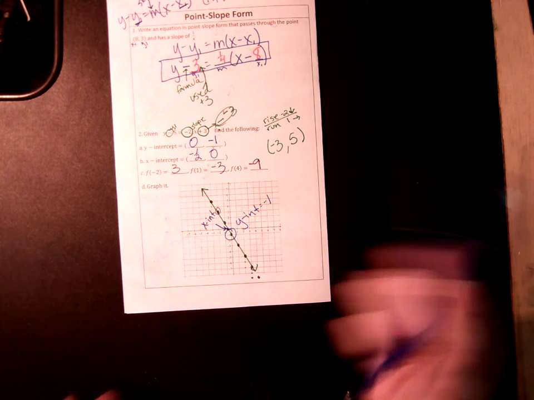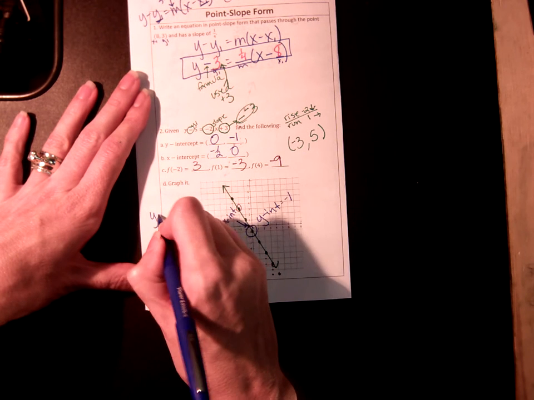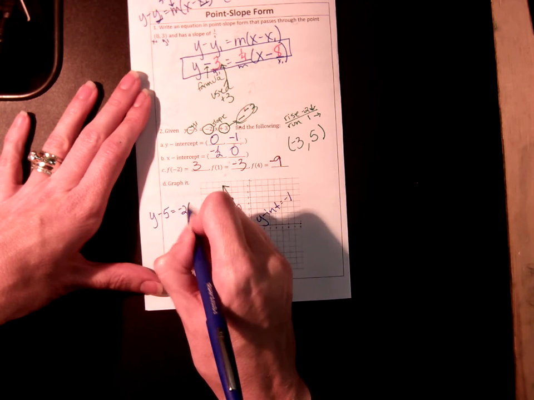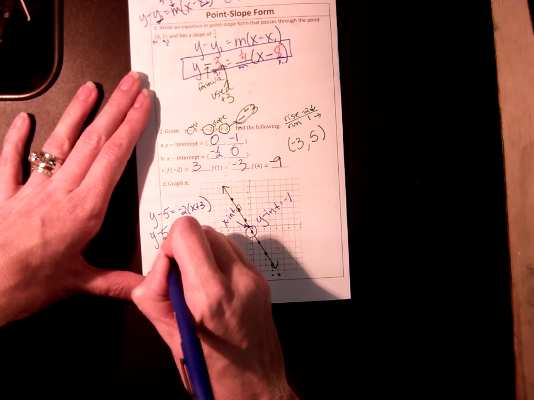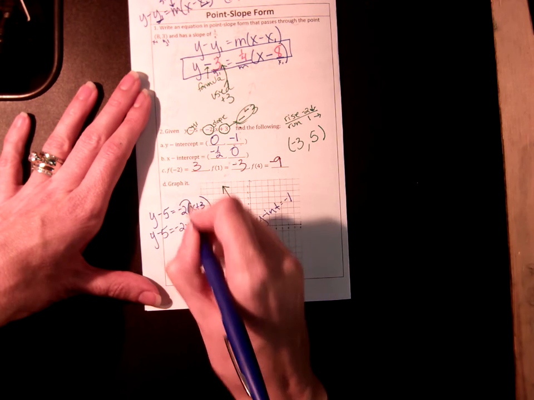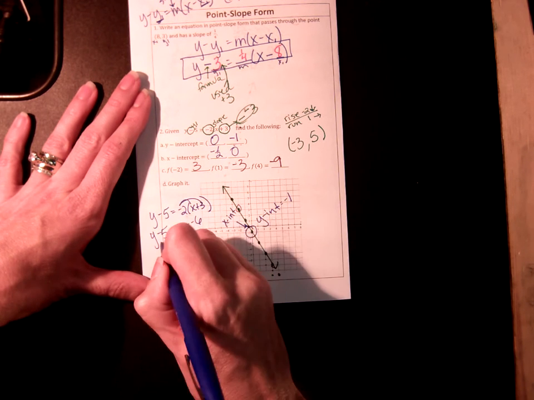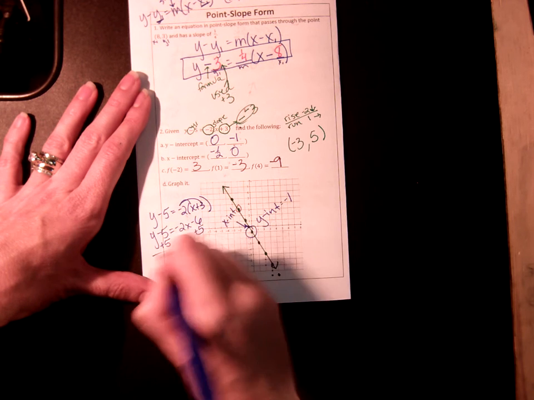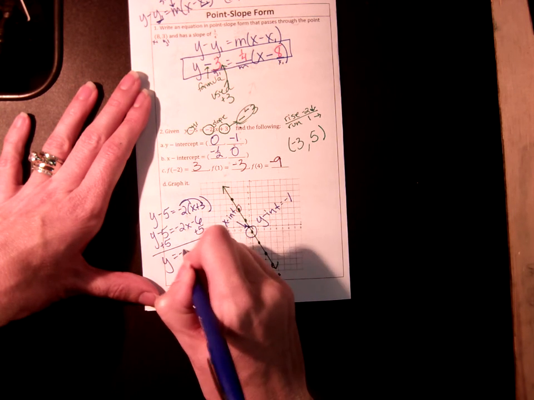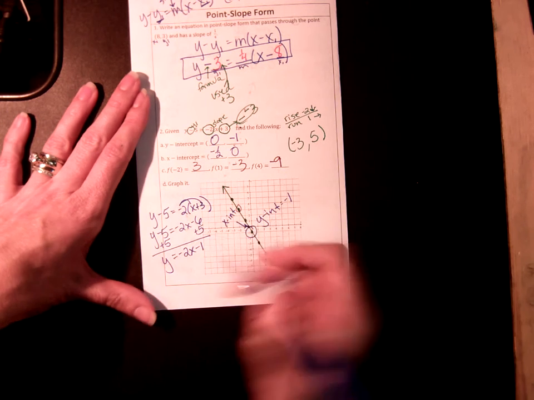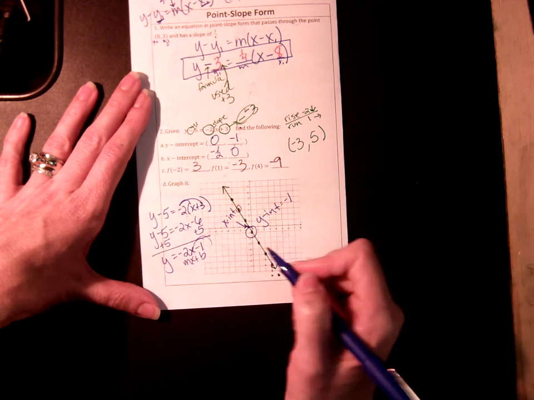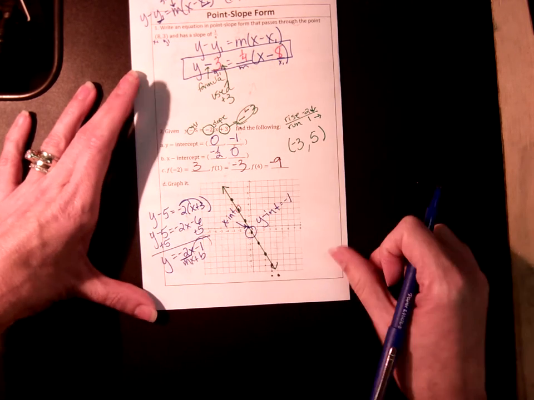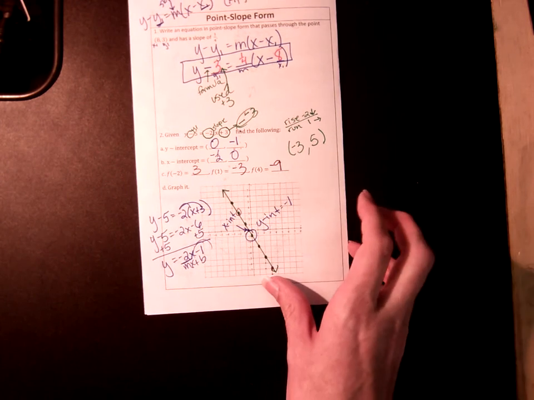Right. And to check that, I can go back and take my formula, y minus 5 equals negative 2 times x plus 3, and simplify. Y minus 5 equals negative 2x minus 6, add the 5, y equals negative 2x minus 1. Now it's in slope-intercept form. Same y-intercept, same slope. We know we're good with our graph.